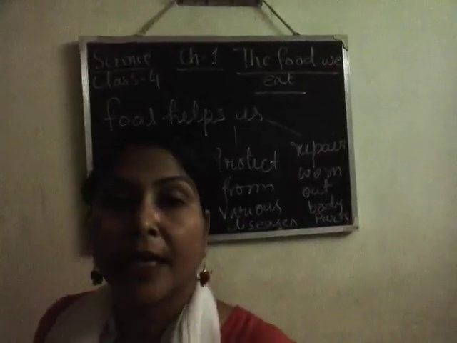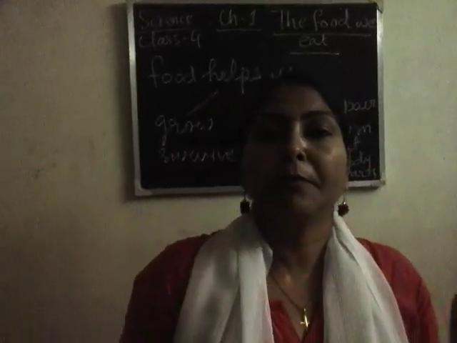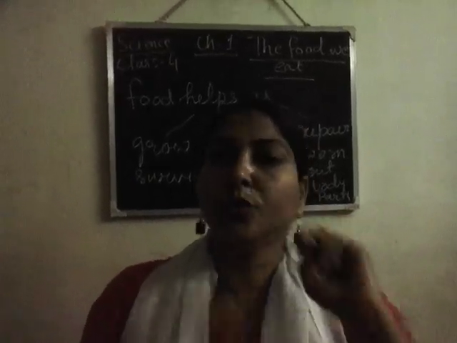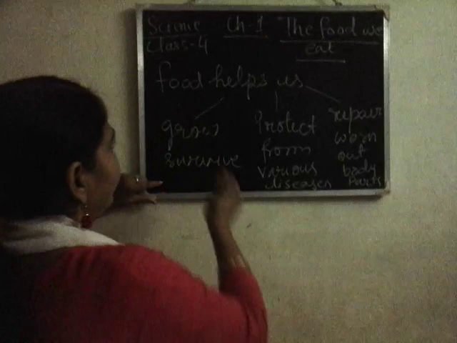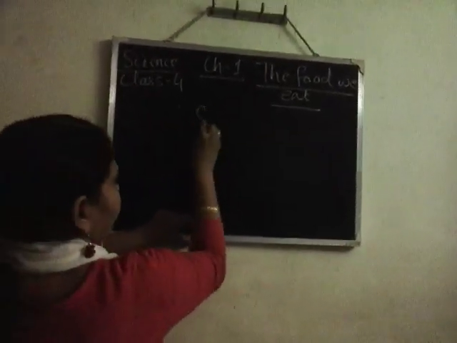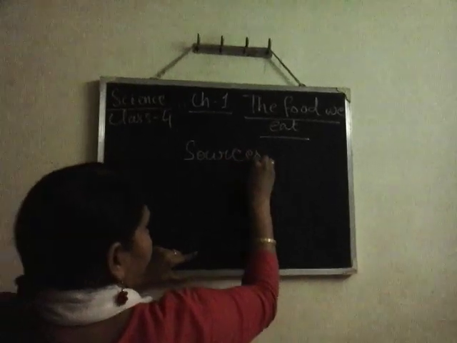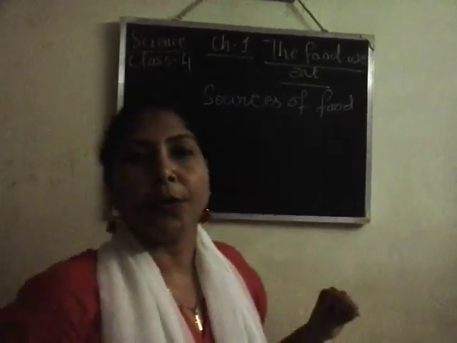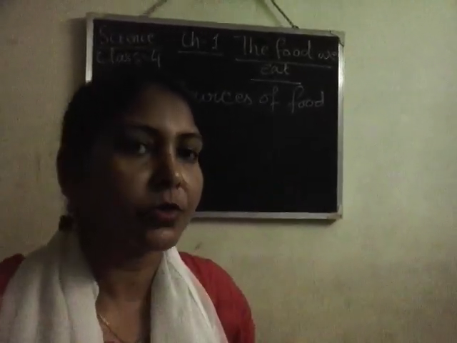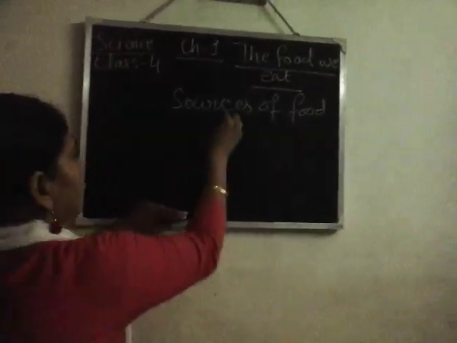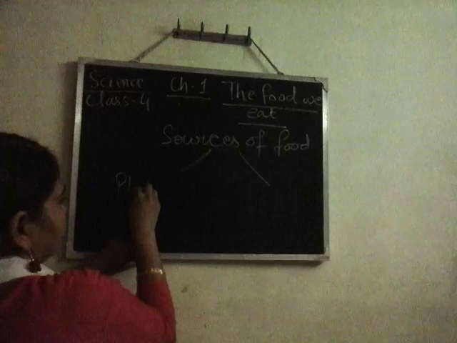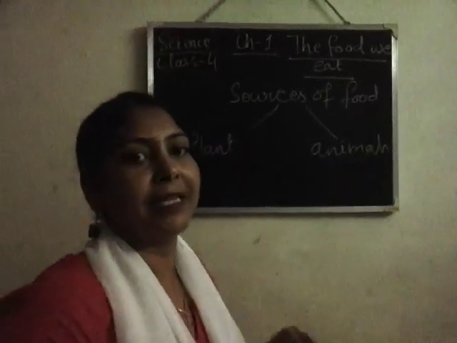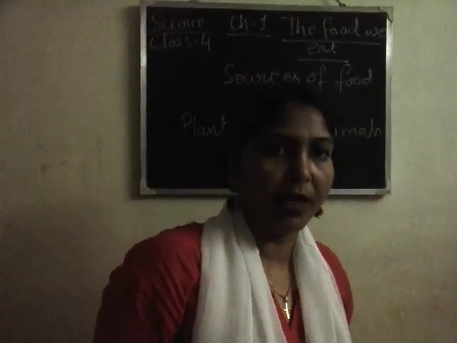Now we will see what is the main source of food. Like from where do we get food? We get food from two sources. Shall I rub this? Okay, I am rubbing this. Okay, so what are the sources of food? There are two main sources, that is plants and animals. So basically we get our food from plants and animals, okay?